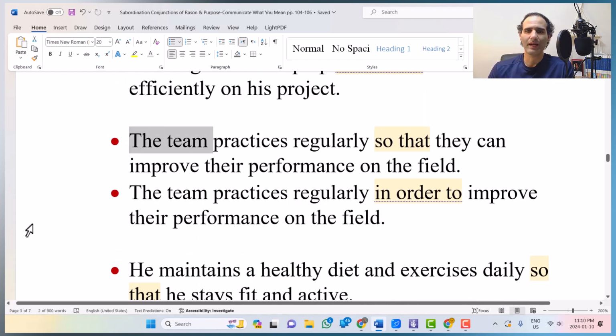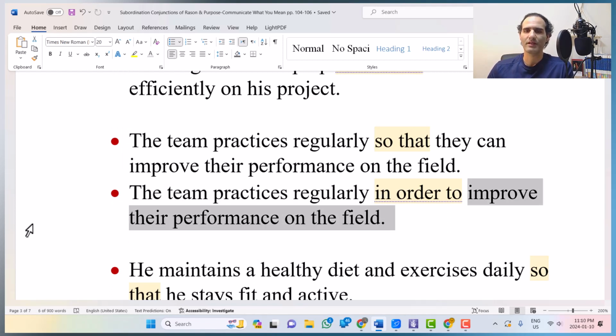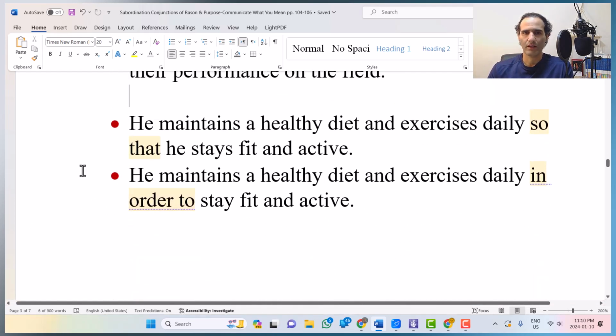The team practices regularly so that they can improve their performance on the field. For example, it is a soccer team and they are playing on the field. So, after so that, independent clause. The team practices regularly in order to improve their performance on the field. Verb phrase. And this one, he maintains a healthy diet.